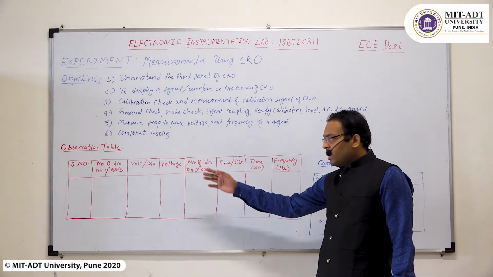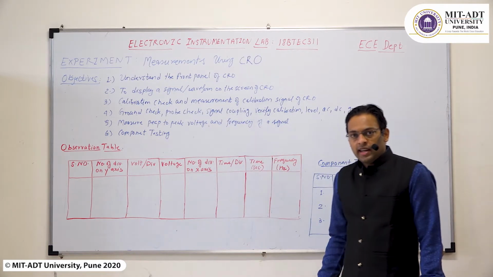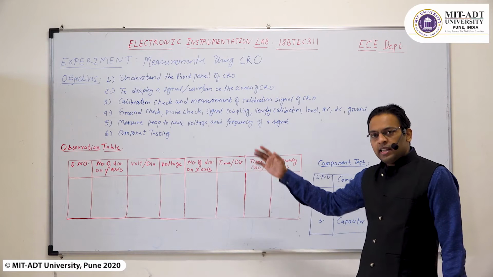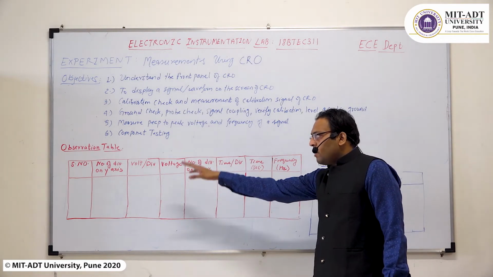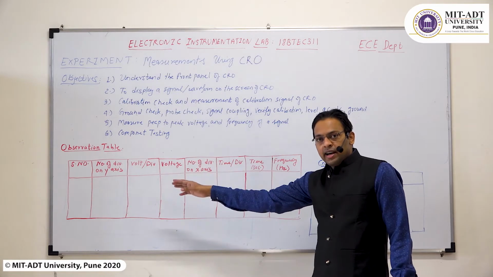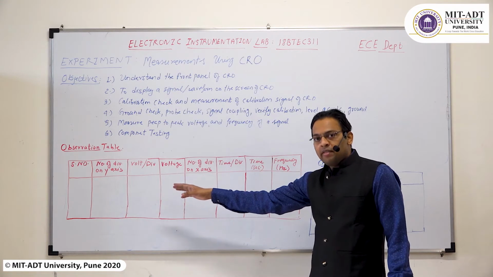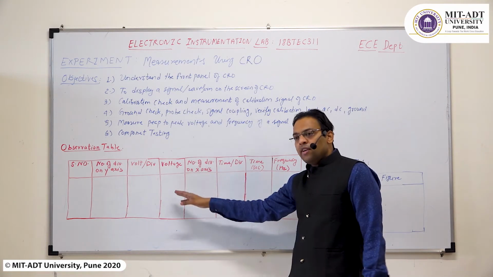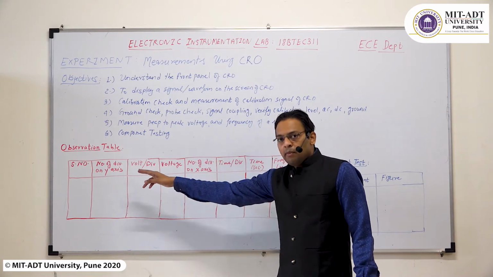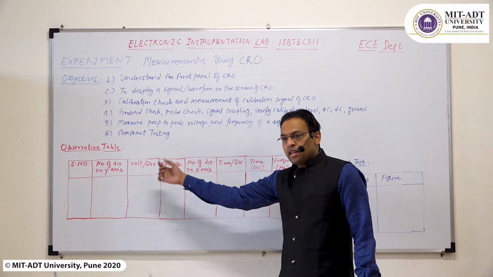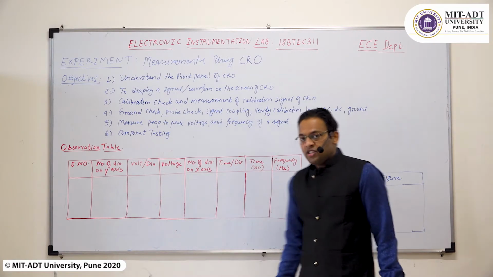So this is the observation table. In the observation table, when we display the signal or waveform on the screen of the CRO, we have to take the readings of voltage and frequency. First we take the reading of the number of divisions on the y-axis, then volts per division, and then finally we obtain the voltage. The voltage is obtained by multiplying the number of divisions by volts per division. Division and division cancel each other, and we get the value of the voltage.